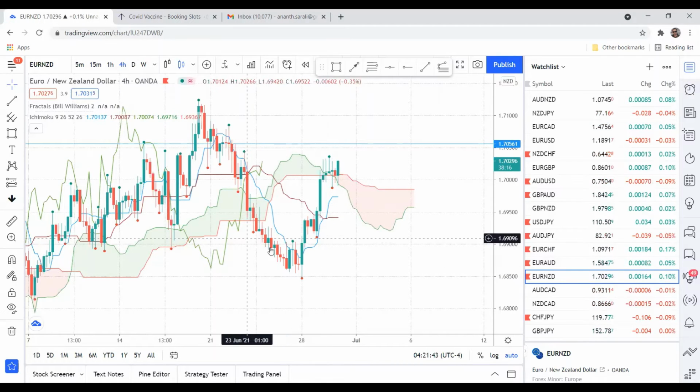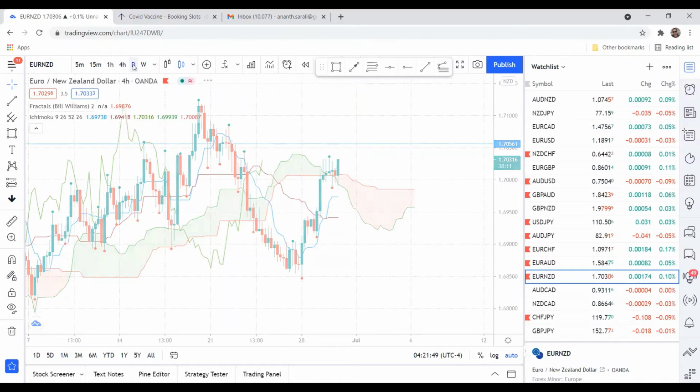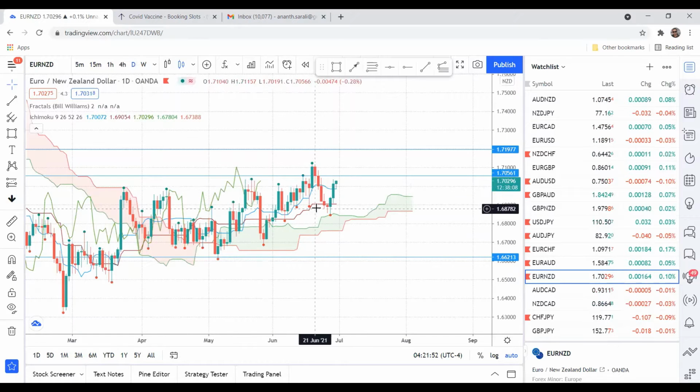What happened this day is that I was waiting for the price to come down. I'll show you how it looks in daily. In the daily time frame, 25th June was a Friday, and 28th was a Monday. Okay. So I waited here. I didn't trade. I wanted a confirmation that it can go up, so it has to close above the Kijun-sen.